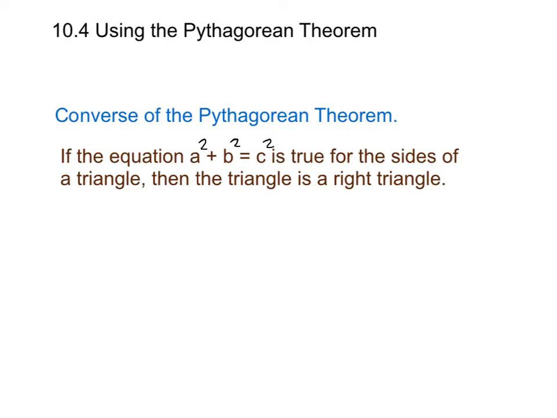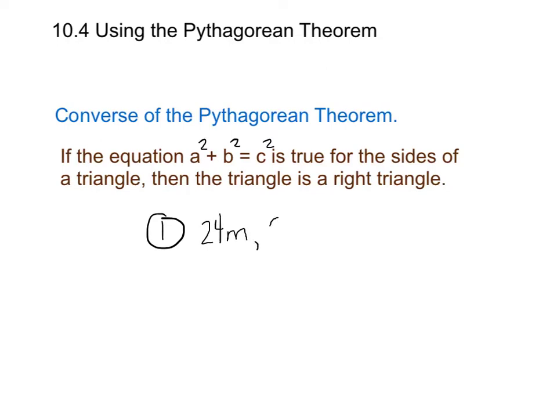If the equation a squared plus b squared equals c squared is true for the sides of a triangle, then the triangle is a right triangle. So pause the video and write that down. So let's now do an example. I'm going to give you three different sides of a possible right triangle.